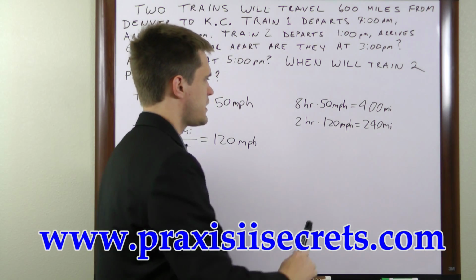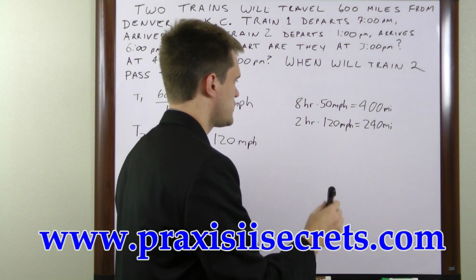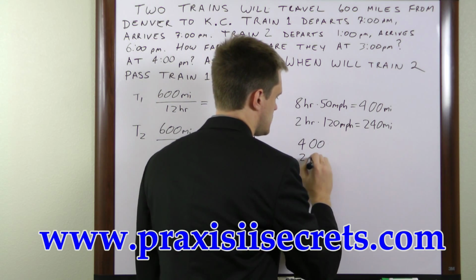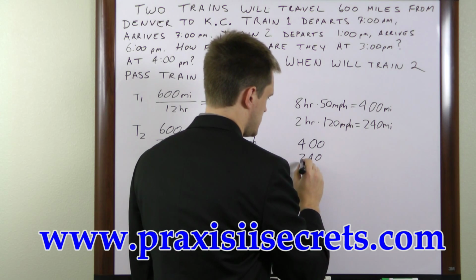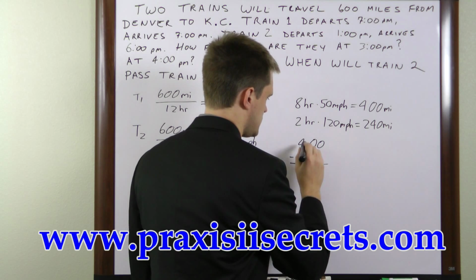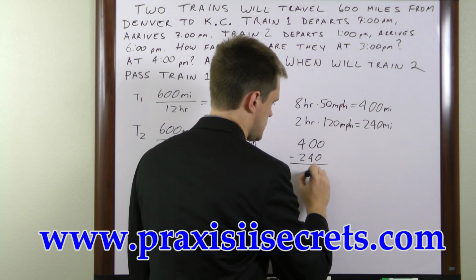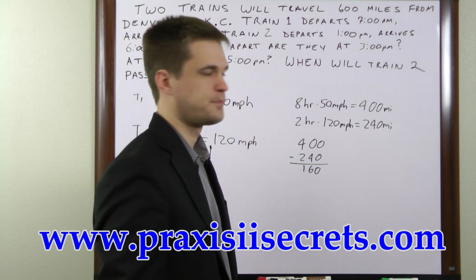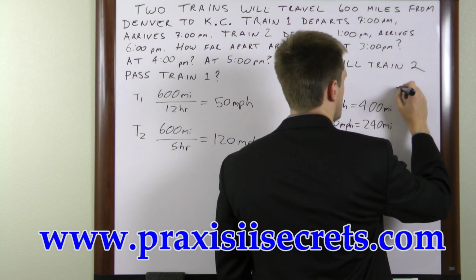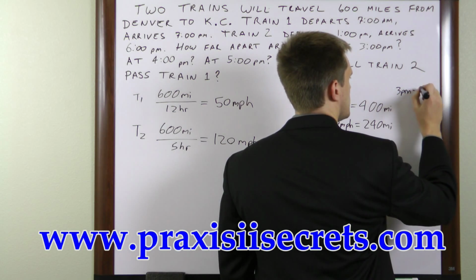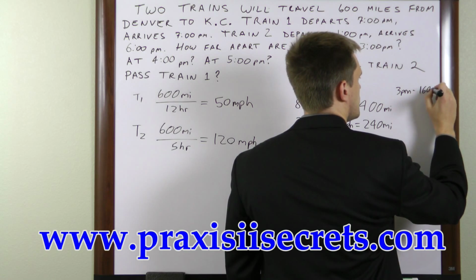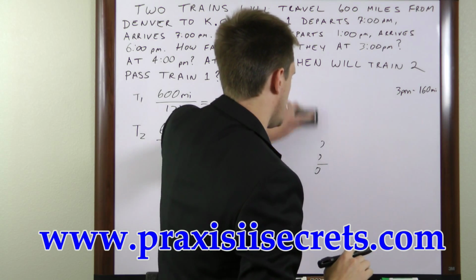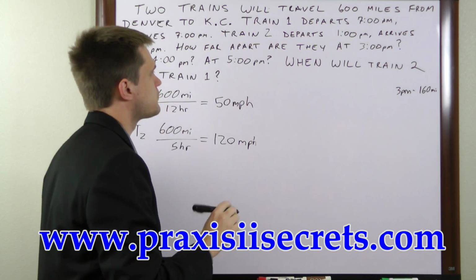Now we need to figure out the difference between these two, so we'll subtract 240 from 400. So these trains are 160 miles apart at 3 p.m. So we'll go ahead and write that over here. 160 miles apart at 3 p.m.